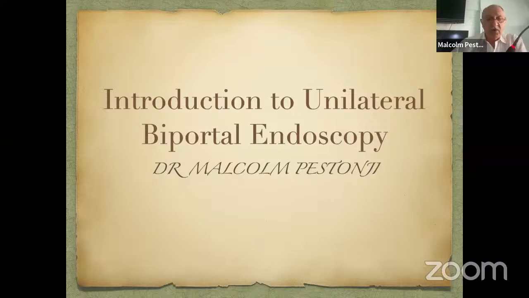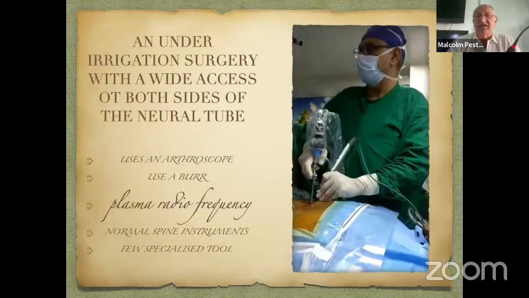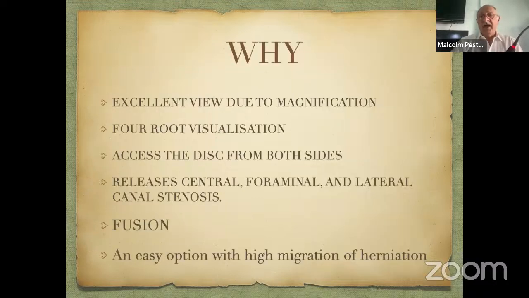So for those of you who want to know what UB is all about, Introduction to Unilateral Biportal Endoscopy by Dr. Malcolm Pesing doesn't cover everything, but it tries to cover the few basics that I want to put across to you. So we go to UB. What is UB? It is a surgery that is under irrigation with wide access to both sides of the neural tube. It uses an arthroscope, a burr, plasma radio frequency, normal spine instruments, and a few specialized tools. Why? Because it gives you excellent magnification, it gives you all 4 root visualization, unequivocally clear, no compromise on that. It can release central, foraminal and lateral stenosis, it can do fusion, and it's an easy option in migrations of disc.